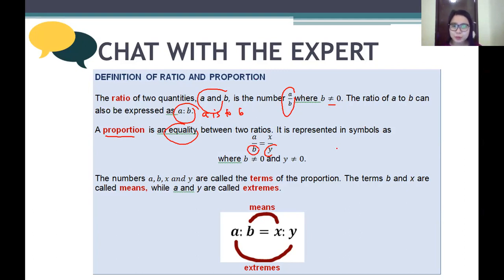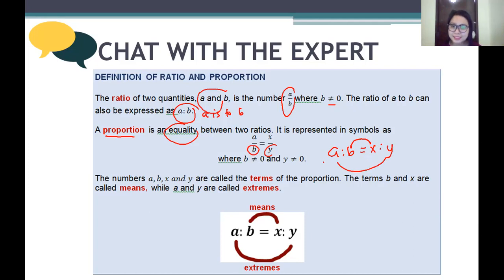Or here's another way to write it: A is to B is equal to X is to Y. The ones at the center near the equal sign, we call them means. And the ones outside, we call them extremes.